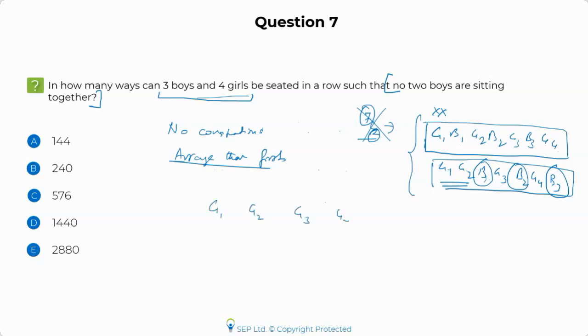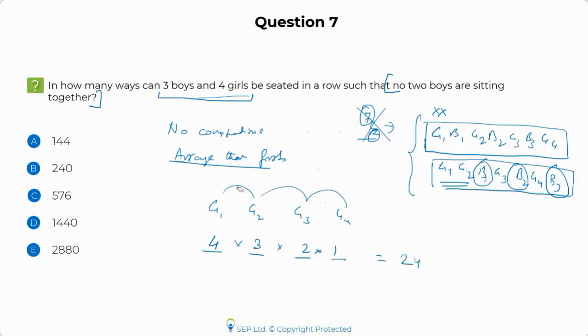So you can think in this way that there are four spaces for the girls. Girls would be standing in any of the four spaces, right? There would be four spaces for them. And there's no constraint on them. So I can make them sit in 4, 3, 2, and 1 way, right? Wherever they're sitting, they can arrange among themselves in 24 ways, right?